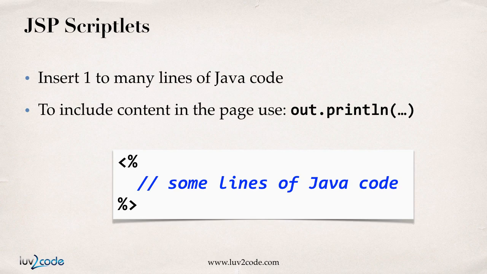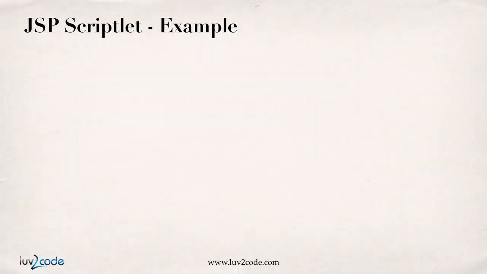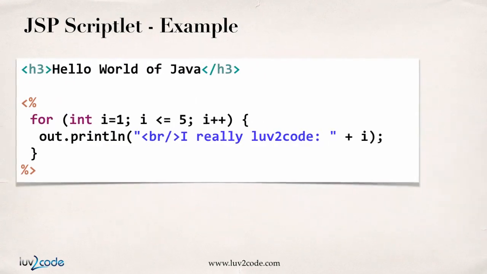And once you have this set up, then you can also include content in the page by making use of out.println. So the basic syntax is angle bracket percent, you write your X number of lines of code, and then percent angle bracket. And that code will be executed top down when the page is processed. All right, so that's the background.